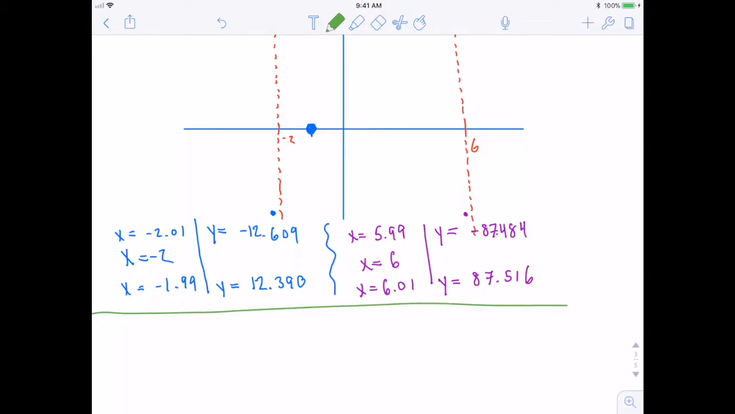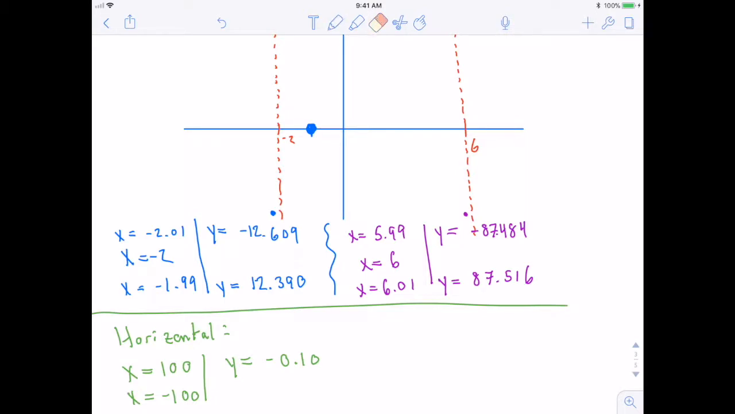So let's draw a line here. For horizontal asymptotes, we just need to plug in some pretty big positive and negative x values. So let's plug in x equals 100 and x equals -100. For this case, if x equals -100, y is equal to -0.10.